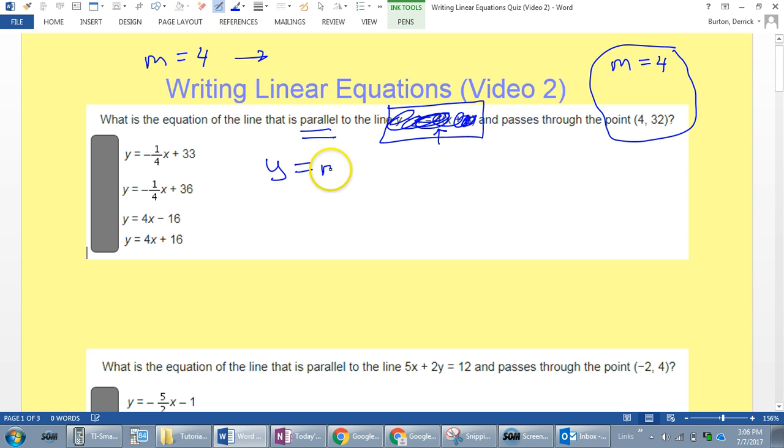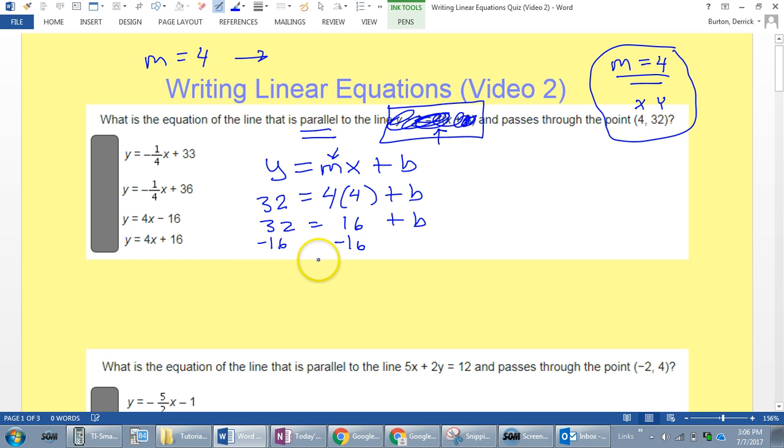So we know that y equals mx plus b, and now we know that the slope is 4. So I'm going to take that 4 and put it in right here for the slope. Now, the x and y are the x and y of a point. So y is 32, so I can put that in. X is 4, so I can put that in. The only thing I'm missing is the y-intercept, so this equation will be easy to solve. So I have 32 is equal to 16 plus b.